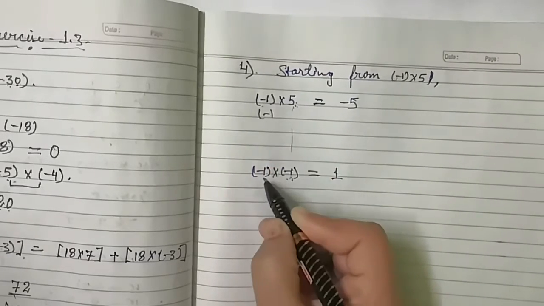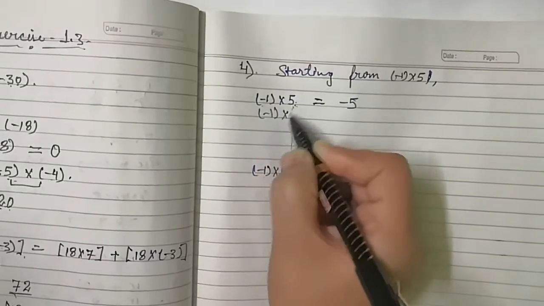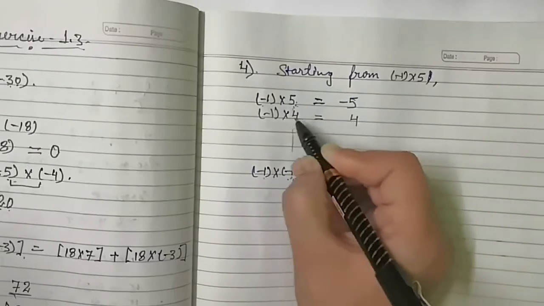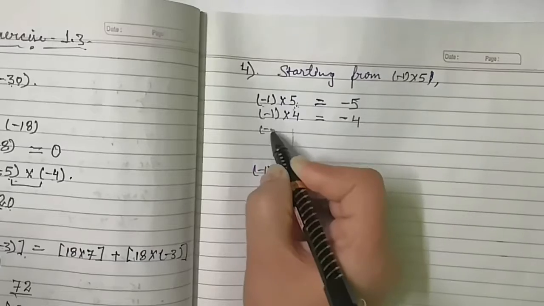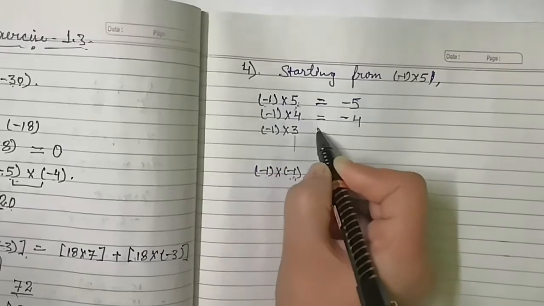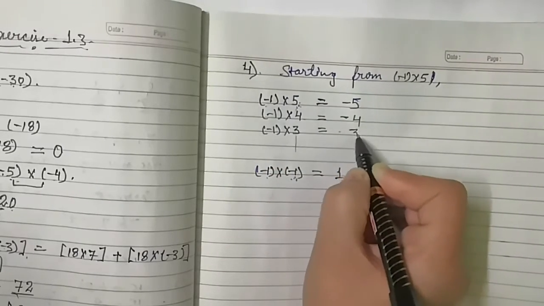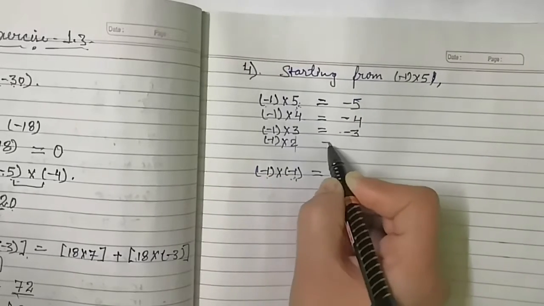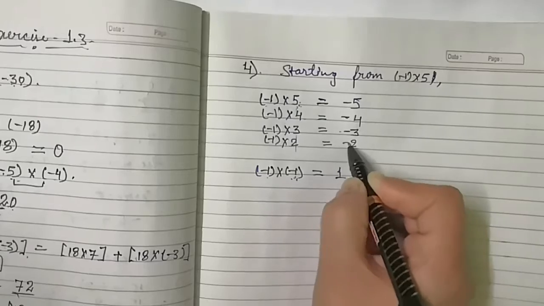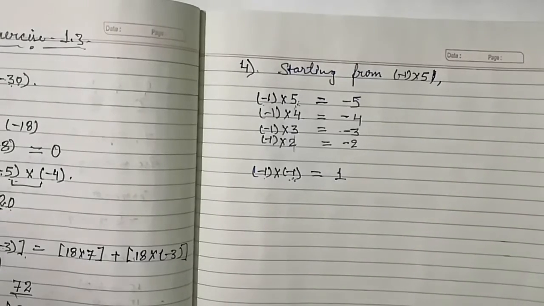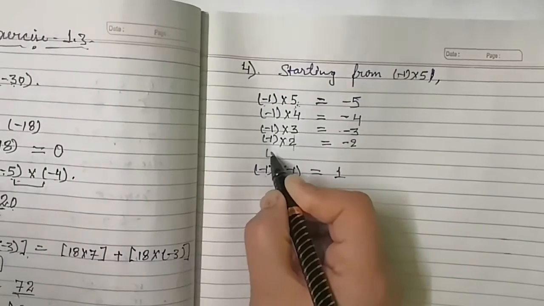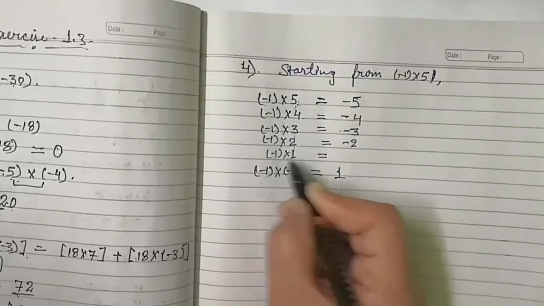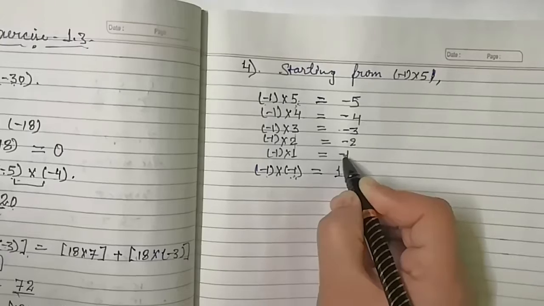Minus 1 will be the same here. Minus 1 into 4, 4 1 ja 4, then minus 4. Minus 1 into 3, 3 minus 3. Minus 1 into 2, then 2 1 ja 2, minus 2. Minus 1 into 1, then 1 1 ja 1, minus 1.